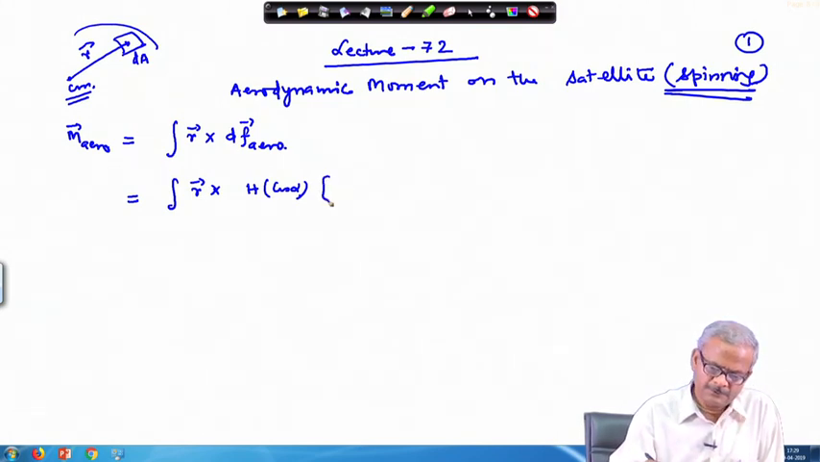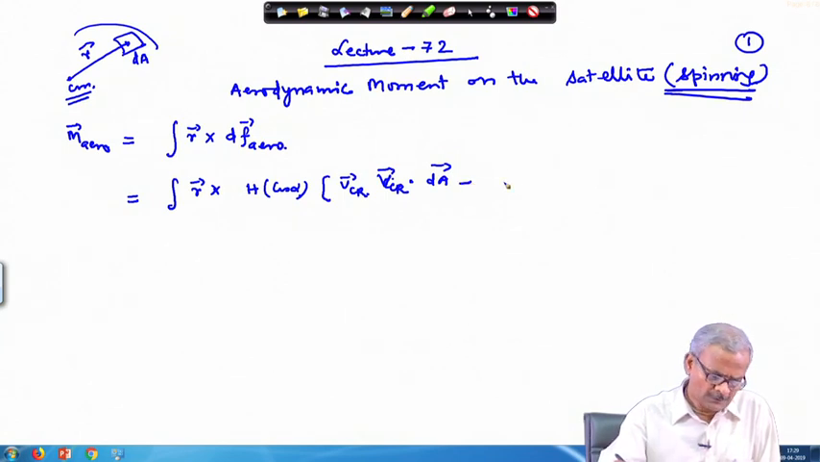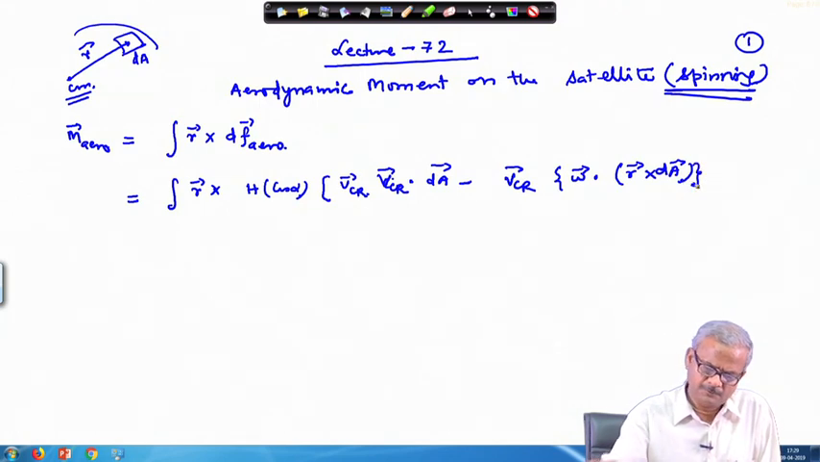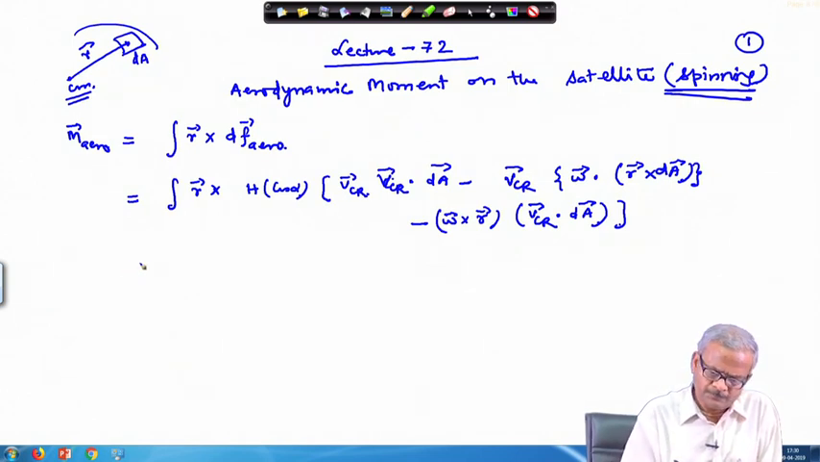If we write those values, this is V_CR times V_CR dot dA, minus V_CR times omega dot r cross dA. So we divide into three integrals.